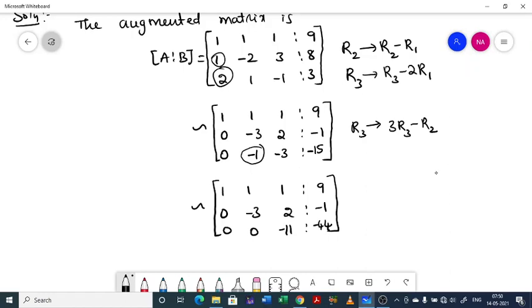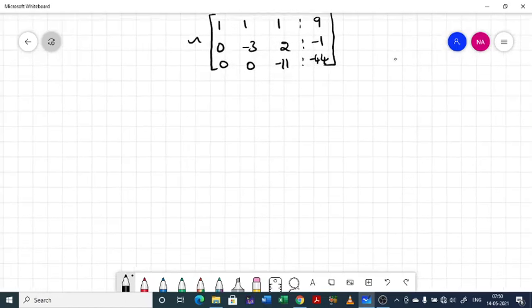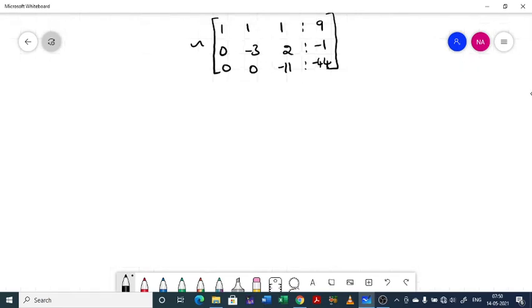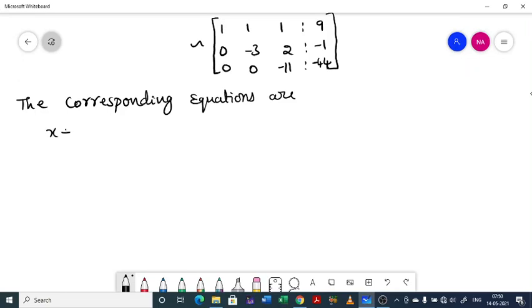Yes, now the coefficient matrix is reduced to upper triangular form. You have to write the equations from this matrix. The corresponding equations are first equation x plus y plus z equal to 9, that is unaltered. Then minus 3y plus 2z equal to minus 1 and minus 11z equal to minus 44.